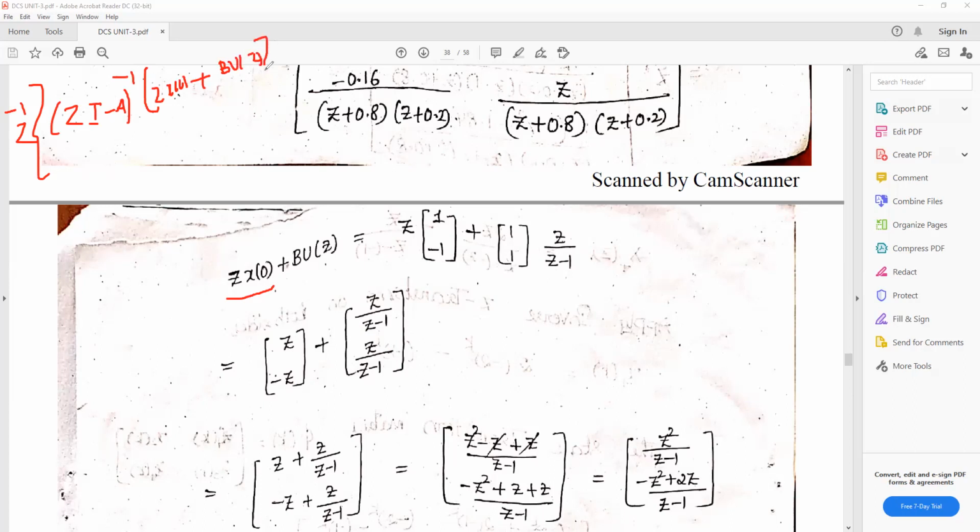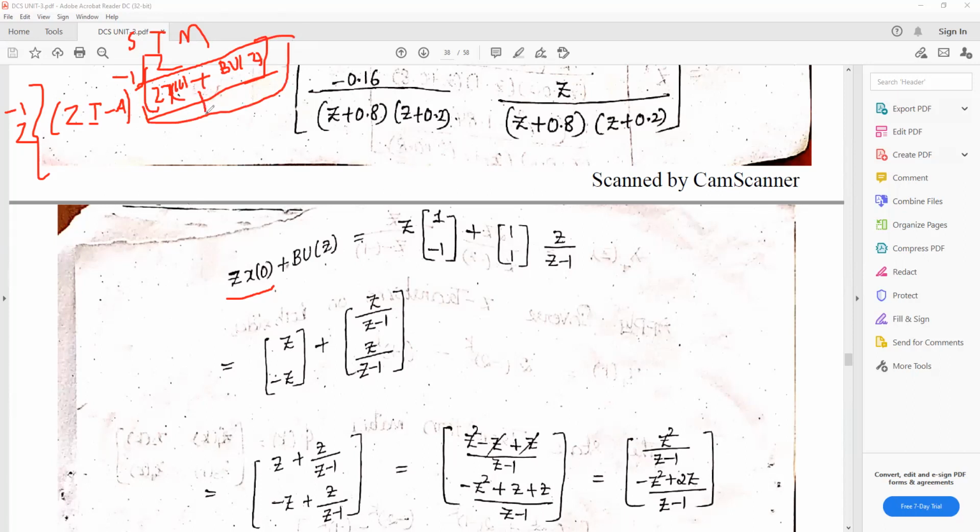So the given initial conditions will be there. What is the calculation of the state transition matrix? Z inverse of zI minus A whole inverse into z into x of 0 plus B into u of z. And when the initial conditions are not given, the formula is z inverse of zI minus A whole inverse into z. So this is not used.